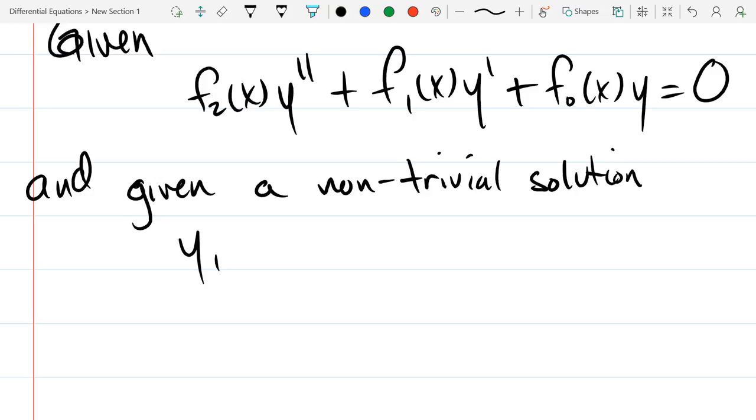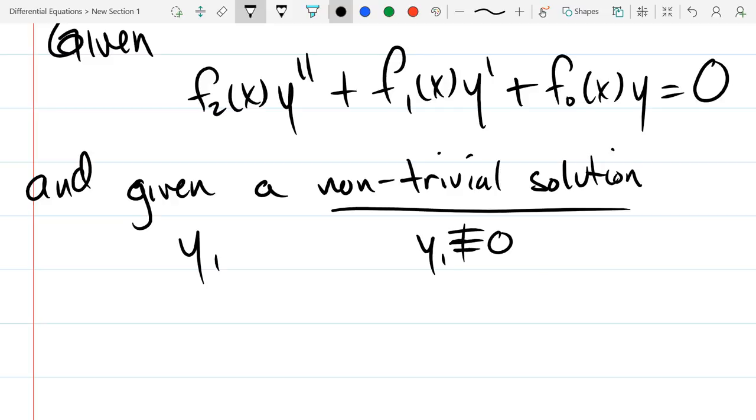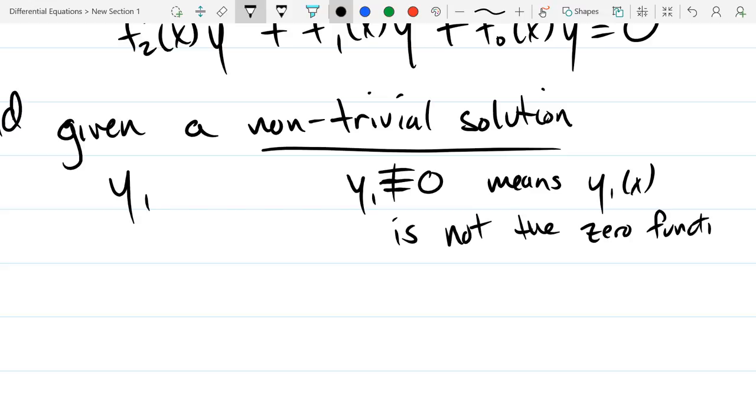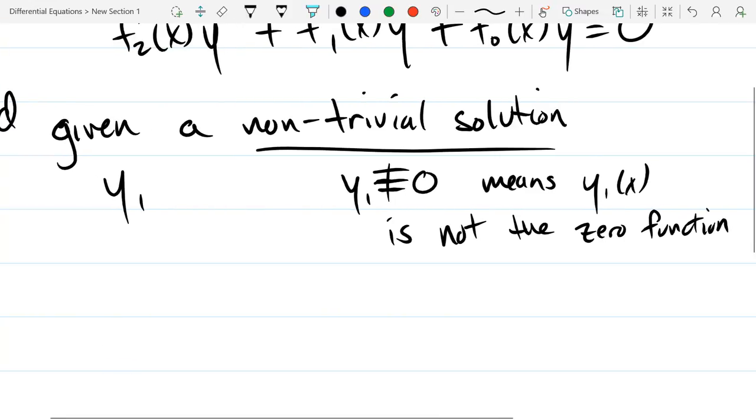So assume your solution is not y equals 0. So here, non-trivial means y1 is not 0. Now you want to be a little careful. If I write y1 not equal to 0, what that usually means is y1 at some x value is not 0. So the way that you write not always 0 is you actually use the triple equal sign. So y1 is not the 0 function. It means y1 of x is not the 0 function.